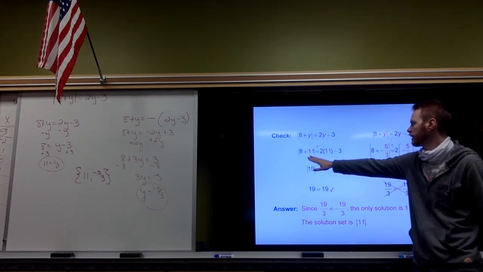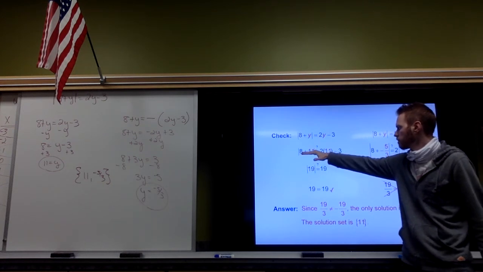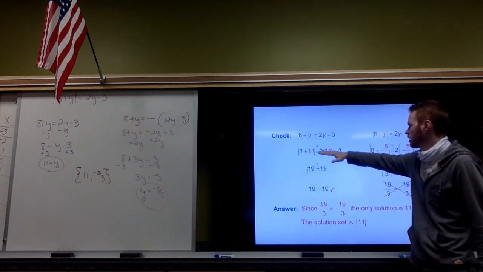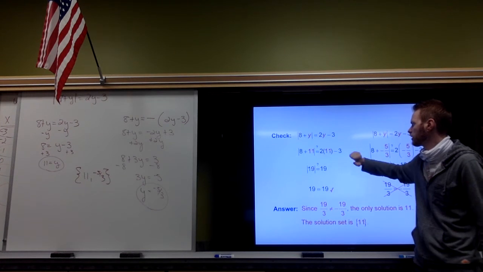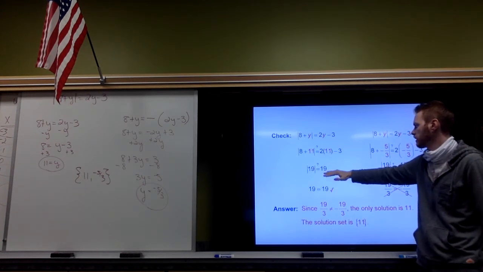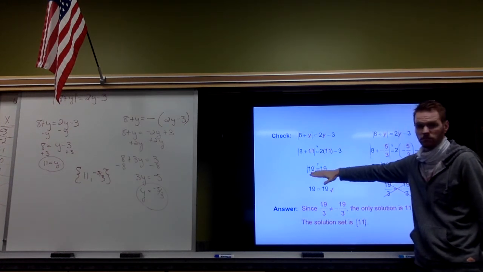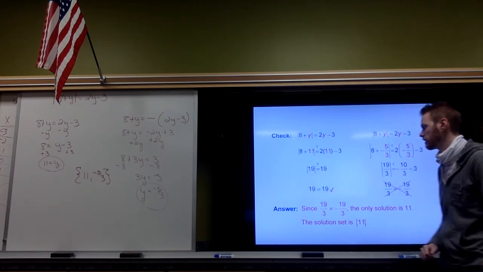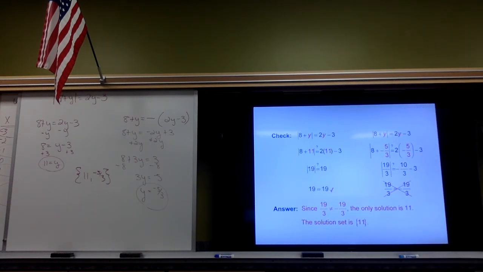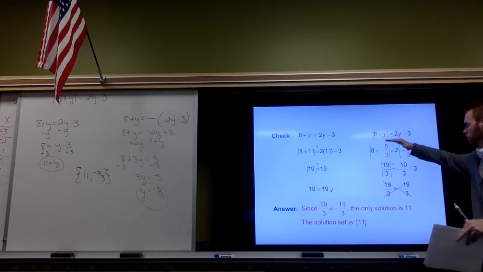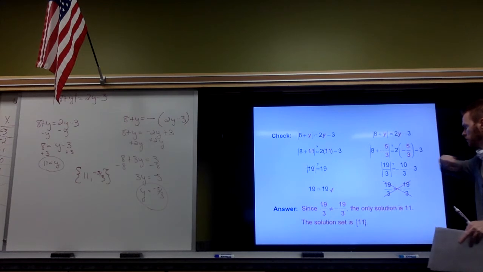You plug 11 in. So 8 plus 11 gives me 19. Then on this side, we get 2 times 11, 22 minus 3 gives me 19. Does this actually become true? Yes, 19 equals 19. So that solution works. Let's try out the negative 5 thirds. So here's my original. I substitute those values.